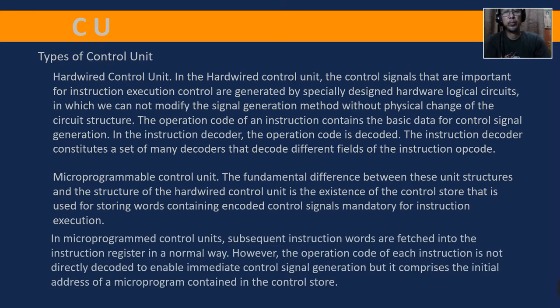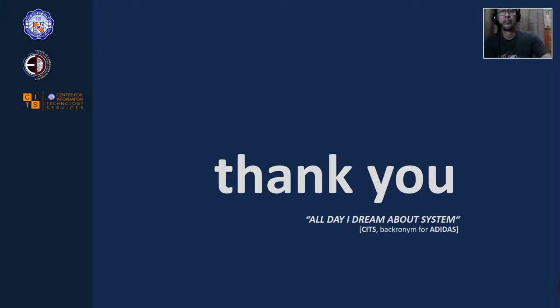So in microprogram control units, subsequent instruction words are fetched into the instruction register in a normal way. However, the operation code of each instruction is not directly decoded to enable immediate control signals generation, but it comprises the initial address of a microprogram contained in the control store.